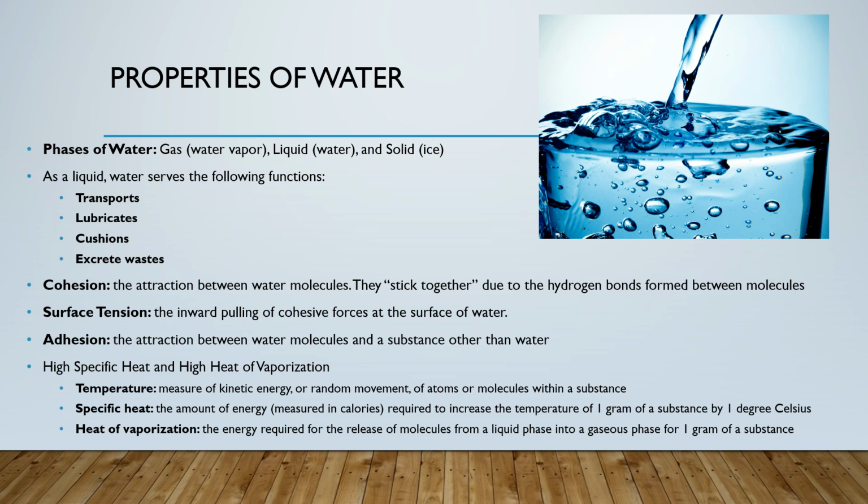Key properties of water include cohesion, which is the attraction between water molecules due to hydrogen bonding, causing them to stick together. Surface tension is the inward pulling of cohesive forces at the water's surface, allowing things like insects to walk on water. And adhesion, or the attraction between water molecules and other substances, which helps water stick to surfaces. Also, thermal properties.